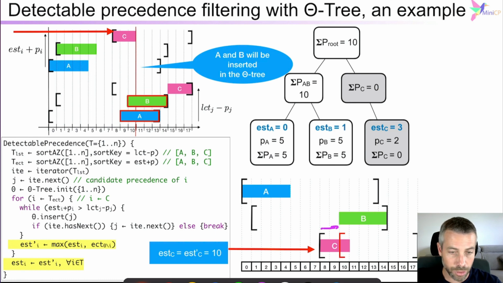So that's a very efficient filtering algorithm for updating the early start time of the activities that can be executed in n log n if you use the theta trees, and if you consider the nested sets of the detectable precedence sets according to a very specific order, then you can compute them incrementally, taking advantage of the nested sets.